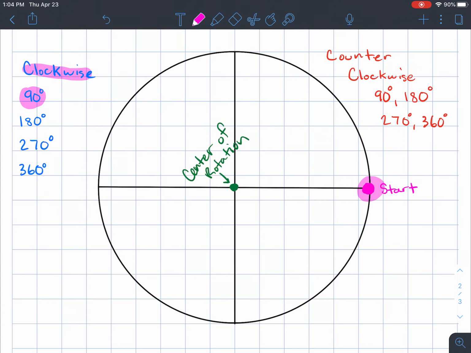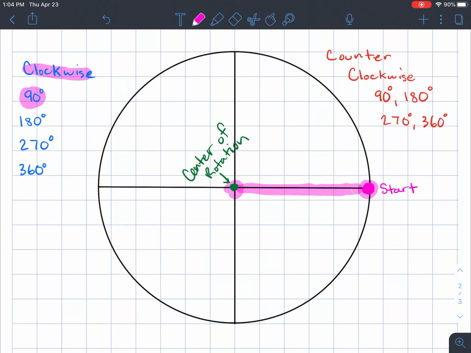So now here's an example of a 90-degree clockwise rotation. So we're going to start here. We're going to use this center of rotation. So it's kind of like we have a string attached here. And now we're just going to rotate it 90 degrees so it winds up over here. Okay, so that would be a 90-degree rotation. So from here to here is a 90-degree clockwise rotation.